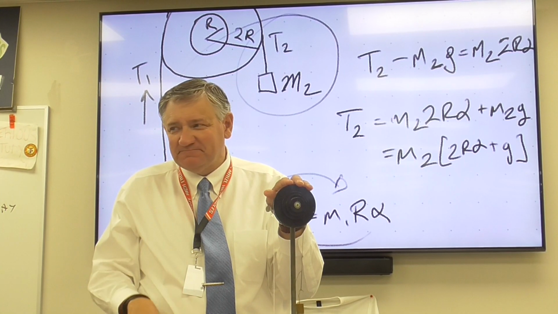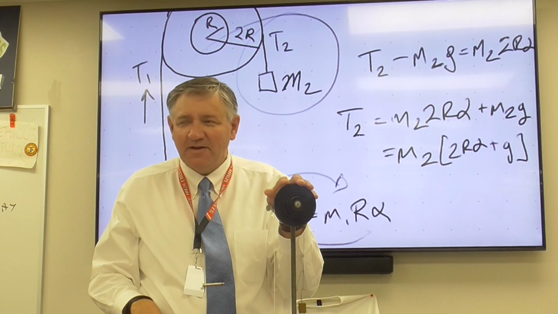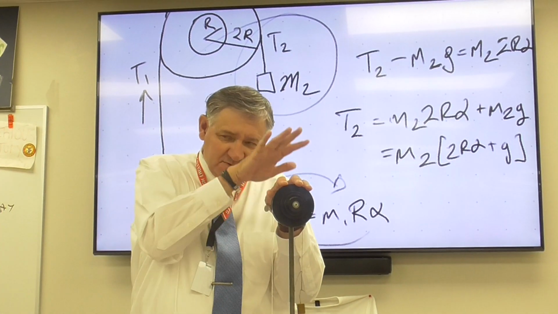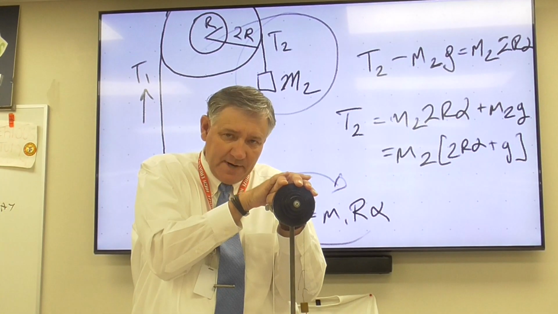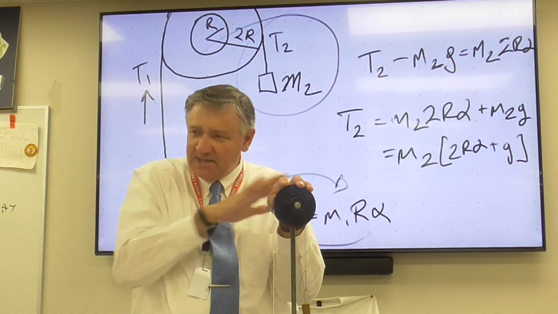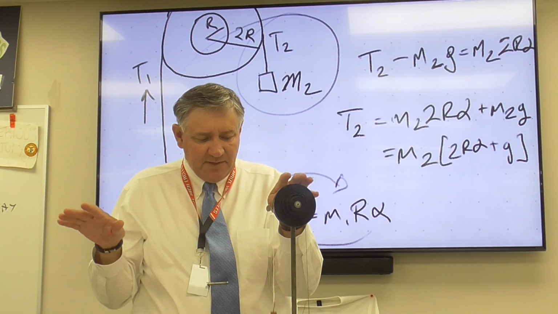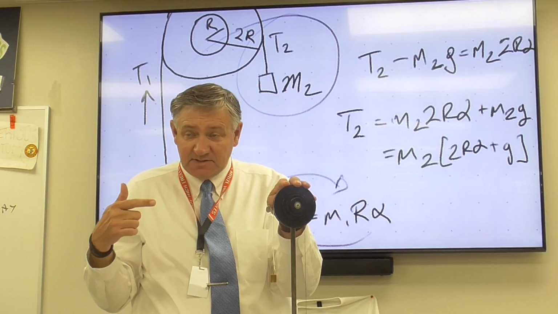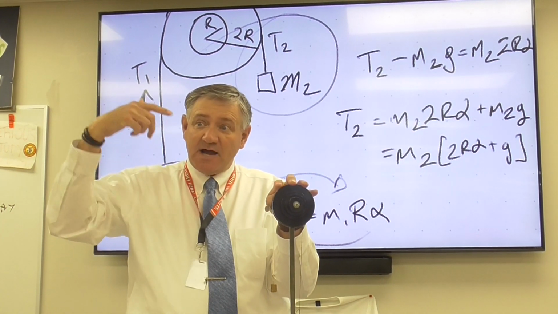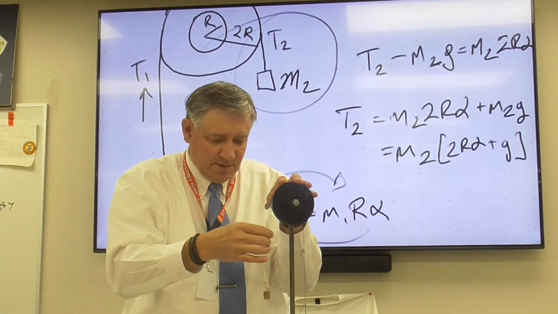If the two torques were exactly equal, what would happen? It would stay in equilibrium. It would stay in equilibrium, nothing's gonna happen. So by virtue of the fact that when I let go of it, it begins to accelerate, that tells me that I have an imbalanced torque.